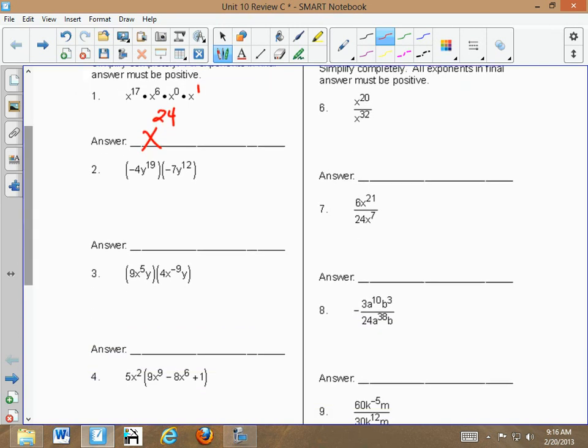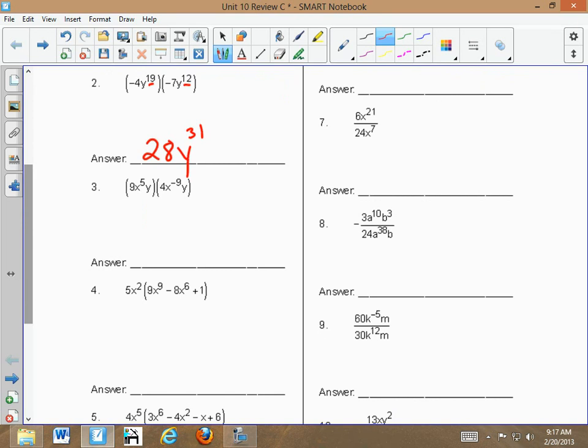Okay. Now, again, we're going to do the same thing. Negative 4 times negative 7 is positive 28. Then I add the exponents. 19 plus 12 is 31. Negative times negative is a positive.